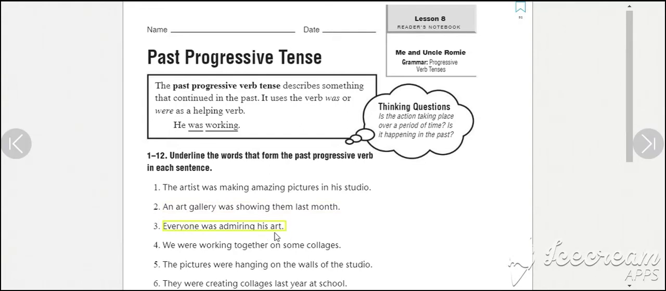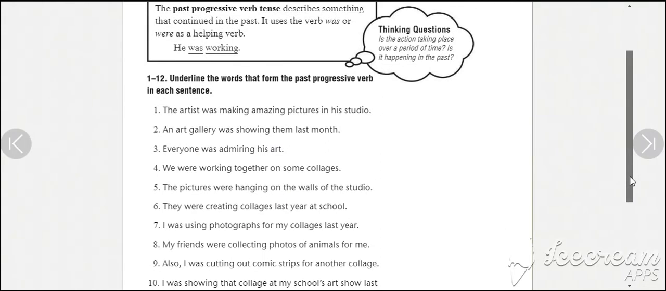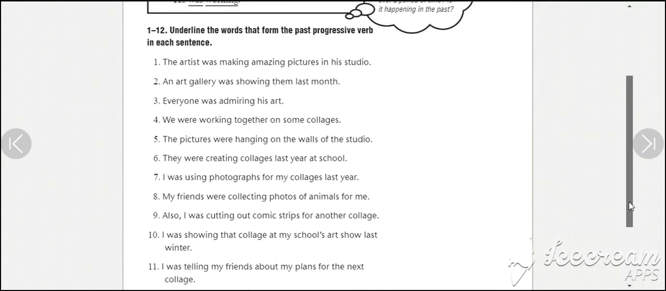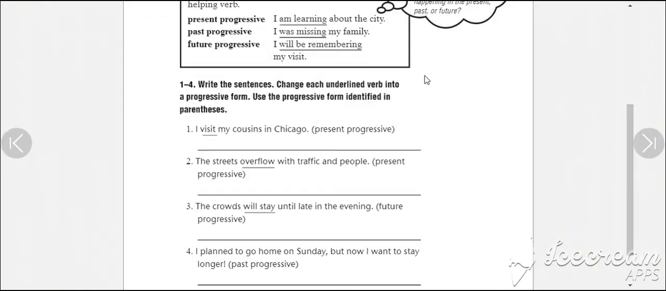Everyone was admiring his art. What did the subject do? Was admiring. What did the people do? Everyone was admiring. So I have the helping verb was, and then I have the main verb admire with ing, which means that the action was continuing, was in progress, but in the past. I think it's easy now if you ask yourself this question, what did the subject do? It's easy to figure out the helping verb and the main verb in the past progressive form.